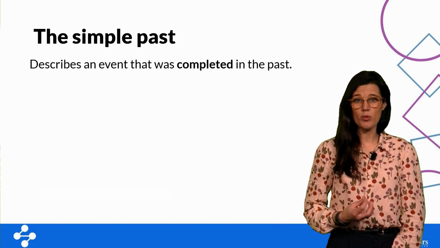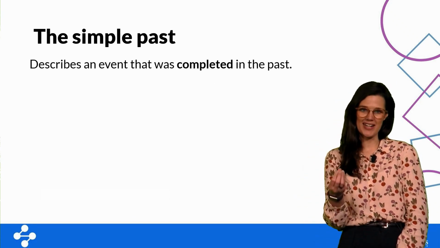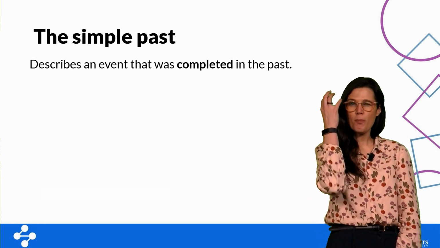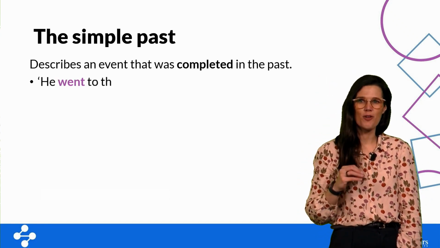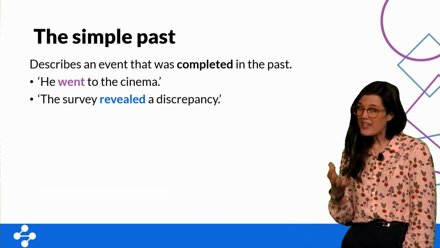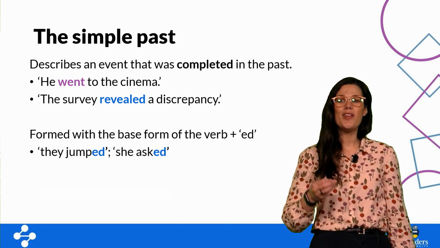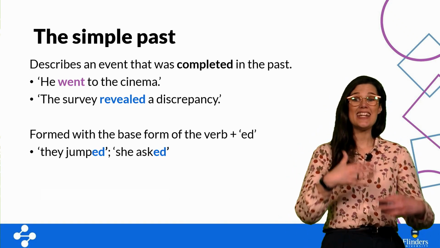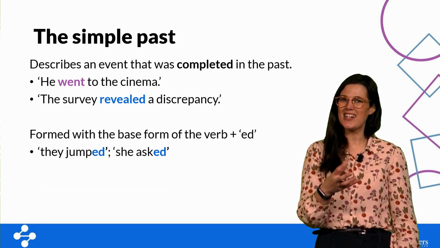So when we talk about the simple past tense, we really are talking about an action that was completed in the past, something specific. Can you picture it as being finished and done in your mind? So for example, he went to the cinema. The survey revealed a discrepancy. And this is formed quite simply with the base form of the verb plus ed in the case of regular verbs such as they jumped, she asked.